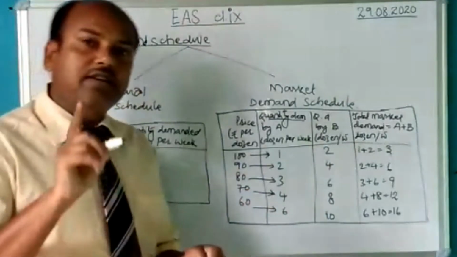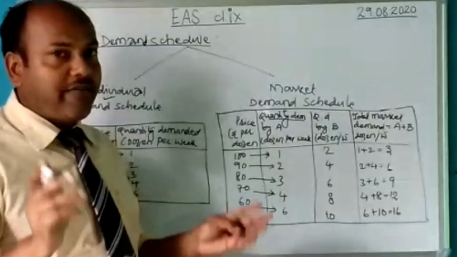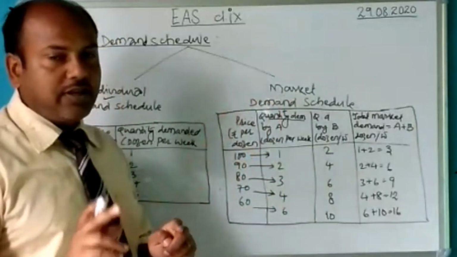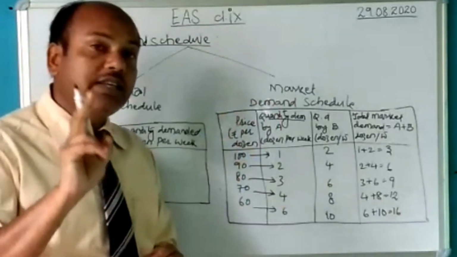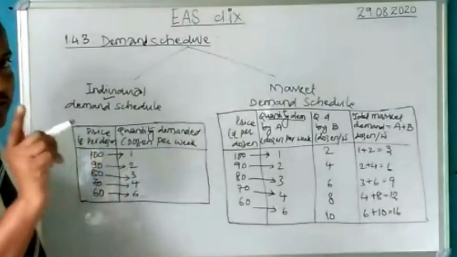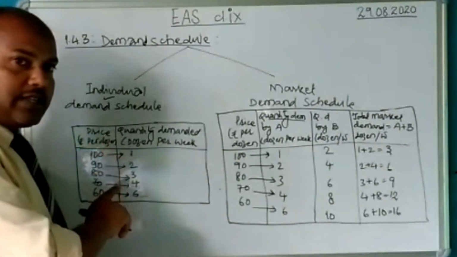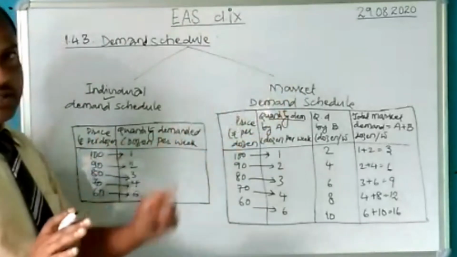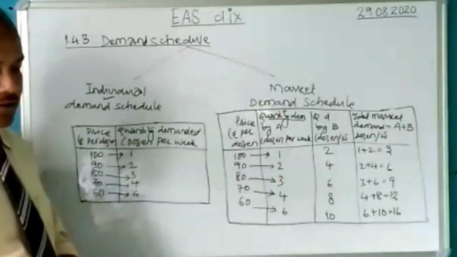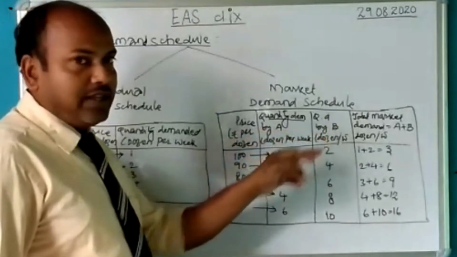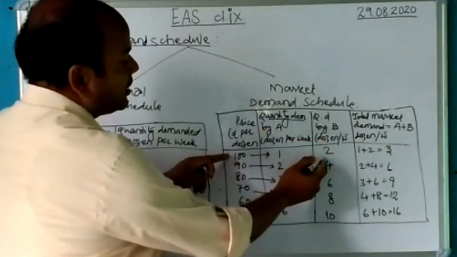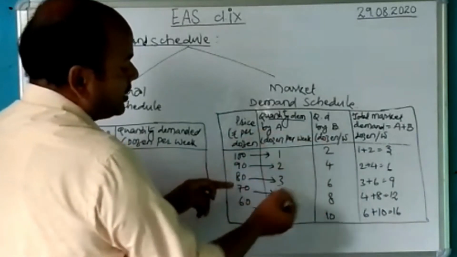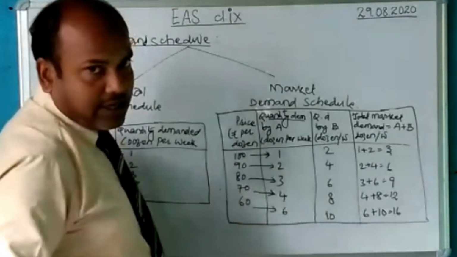So in the market, there is not only one person who buys, but several persons. I have, for an example, considered 2 persons. More than one will become a market demand schedule. If the table or the schedule is for only one person, then that is individual demand schedule. If the table shows the data for more than one person, then that will become a market demand schedule. I have taken here the case of 2 persons, A and B. That means when the price was 100 rupees, B purchases 2 units. When the price was 90, B purchased 4 units. At 80, he purchased 6, and at 60, 10 units.